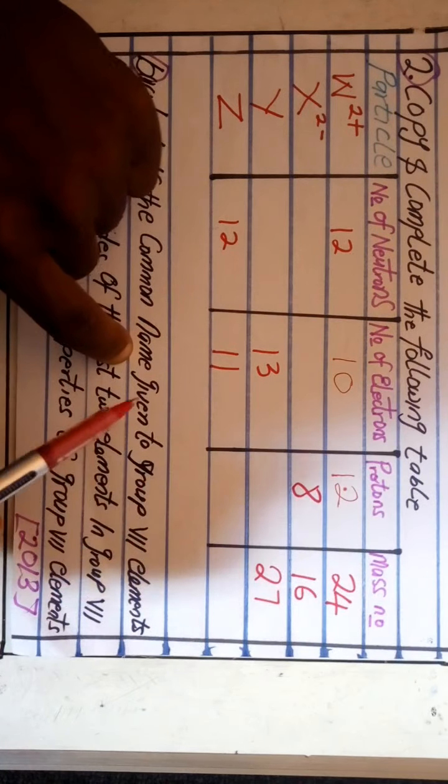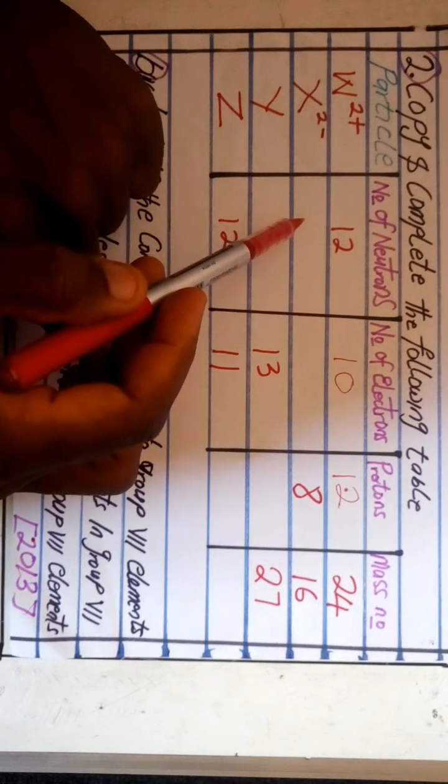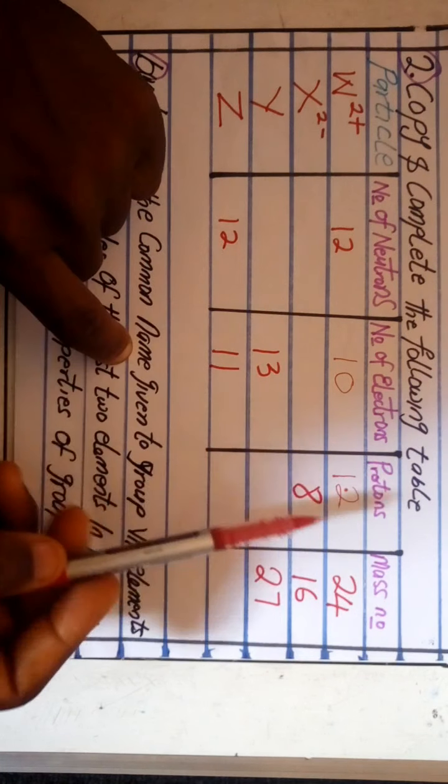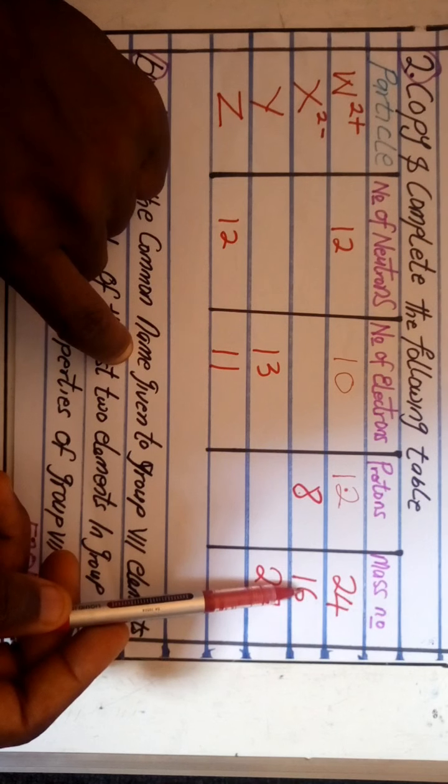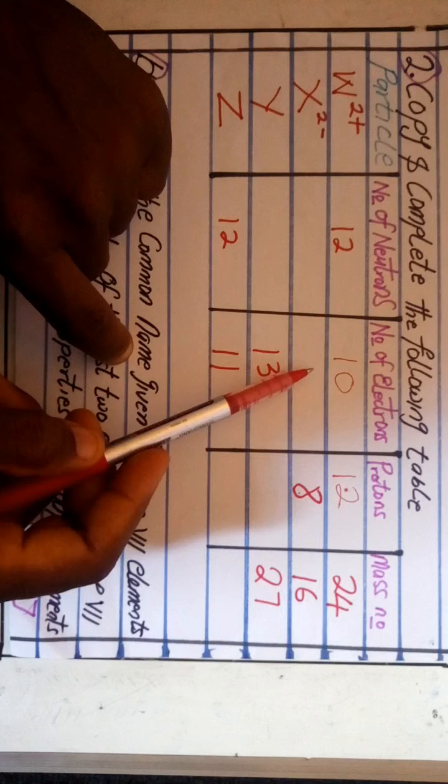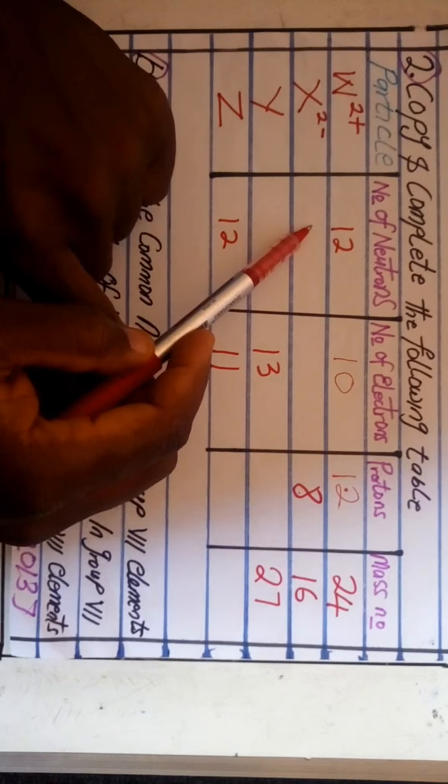Next question. Okay, next slide. So this one, we're given 8 protons and a mass number of 16. We have to look for the number of electrons and the number of neutrons.